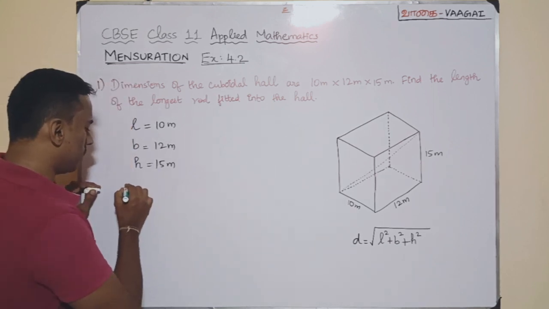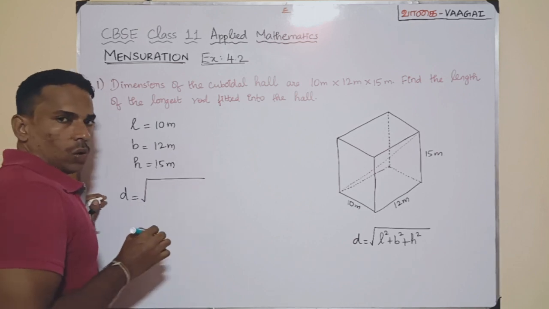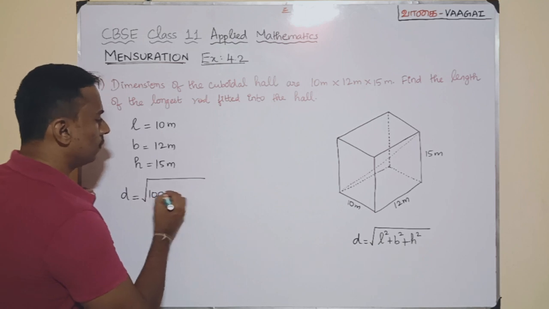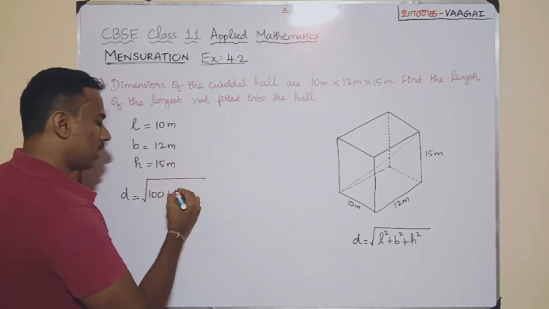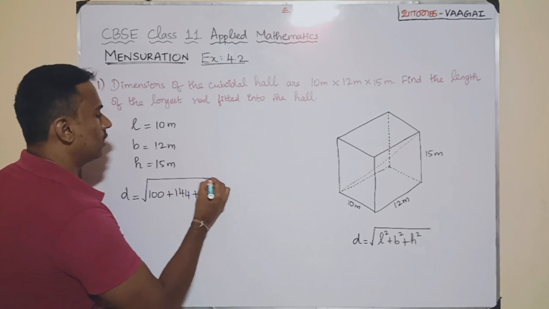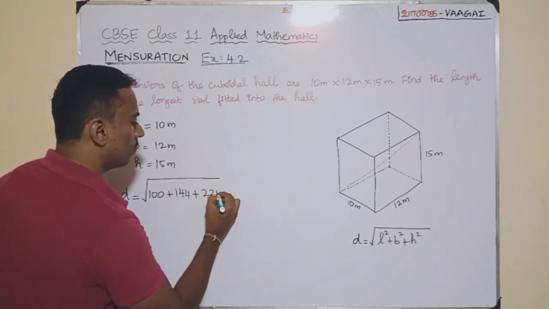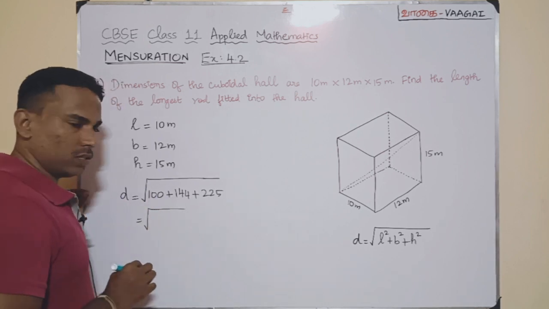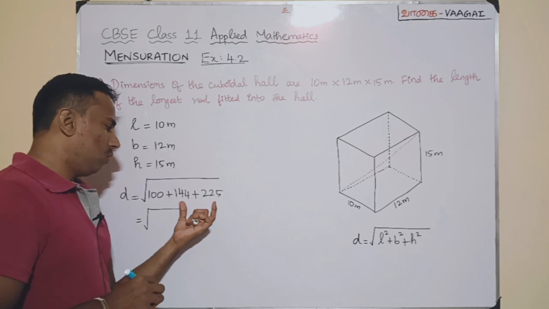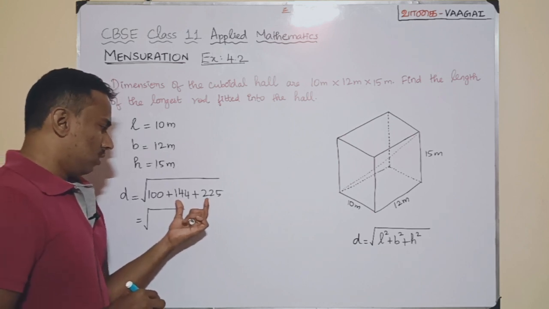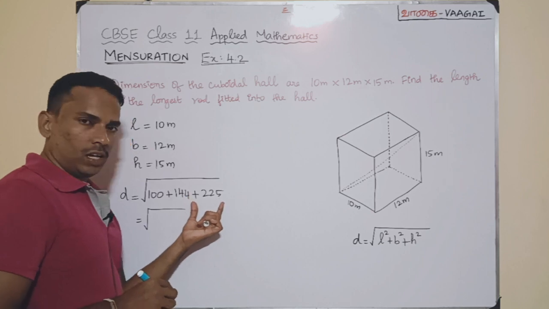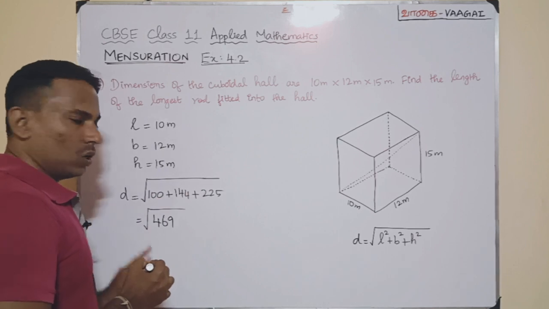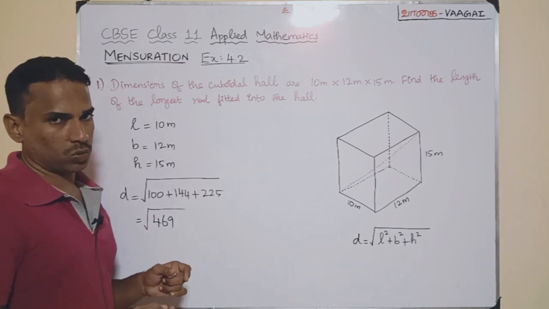So the diagonal D is equal to the square root of L square, which is 10 square, that is 100, plus B square, 12 square, that is 144, plus H square, 15 square, which is 225. Now we need to carefully add these three numbers. 144 plus 225 gives you 369. 369 plus 100 gives you 469. So the square root of 469 is going to be the answer.